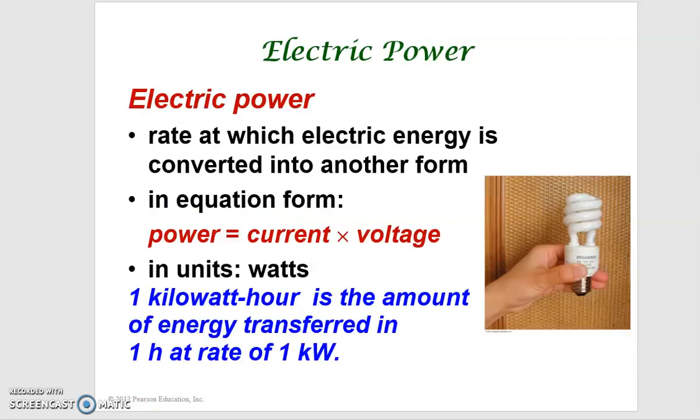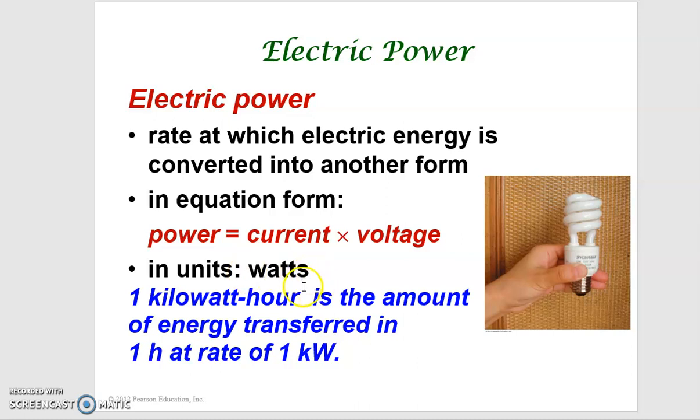So finally, let's introduce the concept of electric power. Electric power is actually the thing you will see on your electric bill frequently. It is the rate at which electric energy is spent per second. In equation form, power equals the current multiplied by the voltage. Current multiplied by voltage is power, which is how much energy is consumed within 1 second. And the unit for power is the watt.